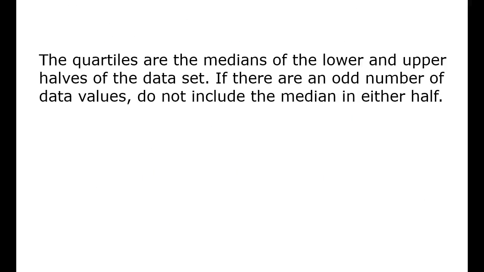The quartiles are like the medians of the lower and upper halves of the data. They're the middle of the bottom half and the middle of the top half, and they help us to break our data into quarters, a first quarter, second quarter, third quarter, and fourth quarter. If there are an odd number of data values, you do not include the median in either half. So for example, if I have 7 data values and that fourth one in the middle is my median, I would ignore that middle number when I'm looking at my bottom half and my top half.